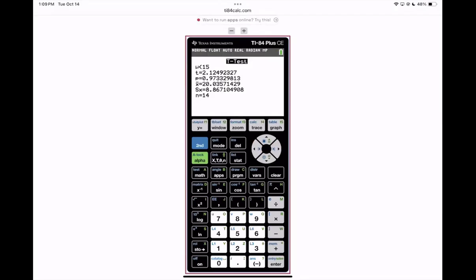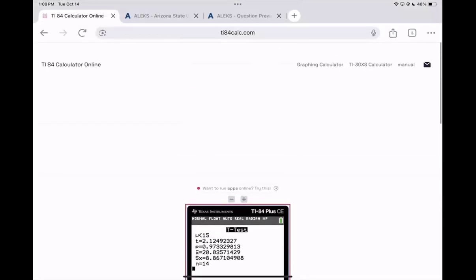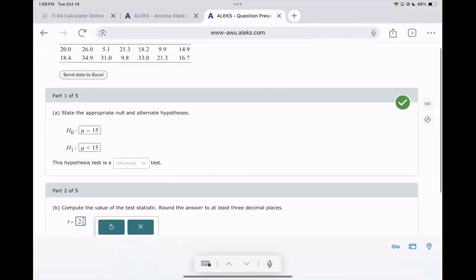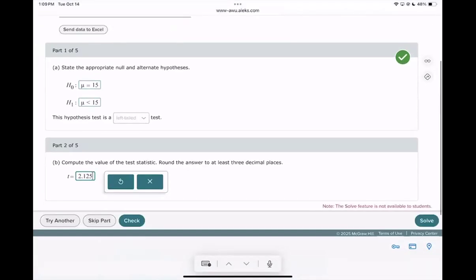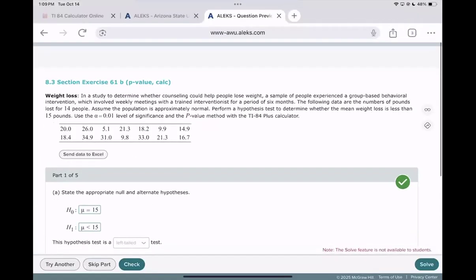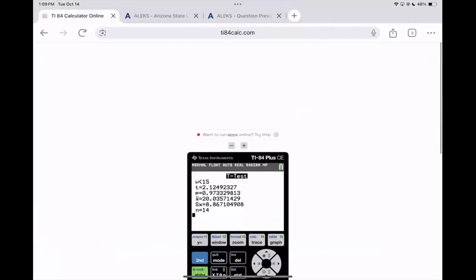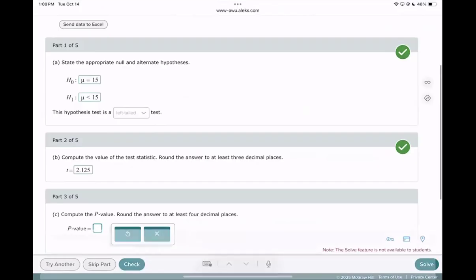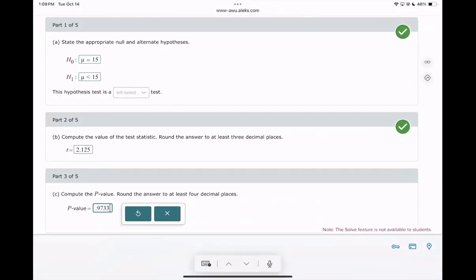I'll say 2.125. That means they are 2.125 standard deviations away from 15 pounds, okay? Away from the mean. So where are we at? 3 decimal places, perfect. 2.125, check. What's the p-value? So we have to go back to the calculator. It's just under our test statistic. It's 0.9733. Okay, and that says 4 decimal places, 0.9733, check.